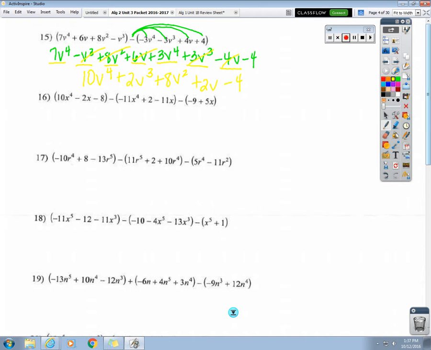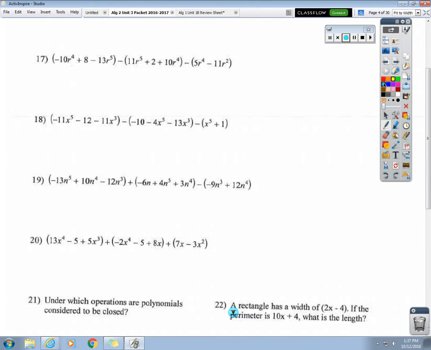Okay, number 17. The only difference here is that you're subtracting three different things. You have a trinomial minus a binomial. The same rules apply. This negative will distribute to everything inside these parentheses. Okay, and this negative will distribute to those two terms. So just like always, it does not affect this first trinomial.